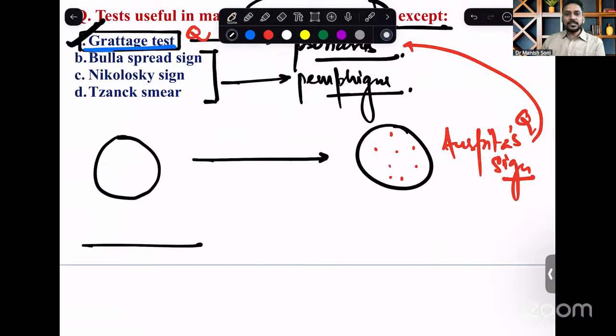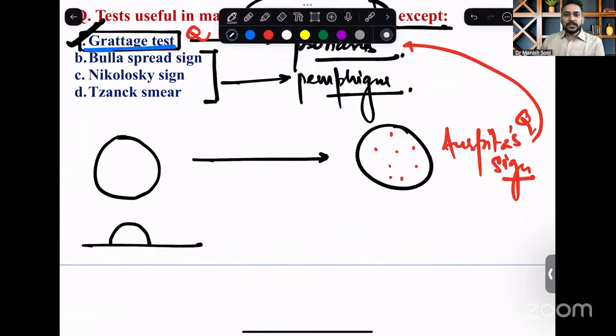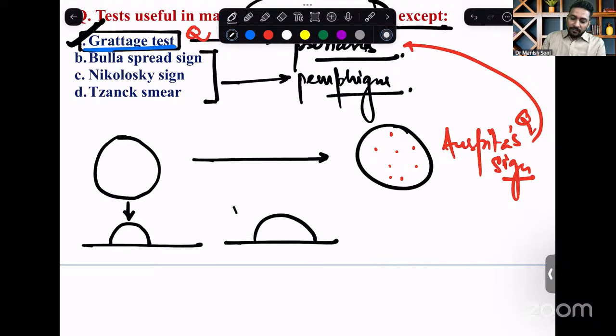Now coming to bulla spread sign. Let us consider this is the patient suffering from pemphigus, and this is the blister. So if you apply perpendicular pressure over this blister, or if you apply pressure on one side, you will notice that this blister extends on the other side. This is known as bulla spread sign. Very obvious from the name itself. Applying pressure over the bulla spreads.